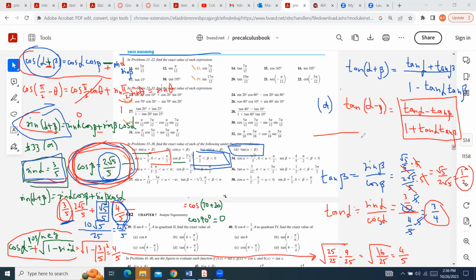So tangent of alpha is 3/4 minus tangent of beta, which is 1/2. Now 1 plus, now we also have the product of these two, 3/4 times 1/2. So what bothers me here? Of course, denominators, right? Too many denominators. And I'll show you how to clear them all at once. So the common denominator is 8. So I multiply by 8, top and bottom.